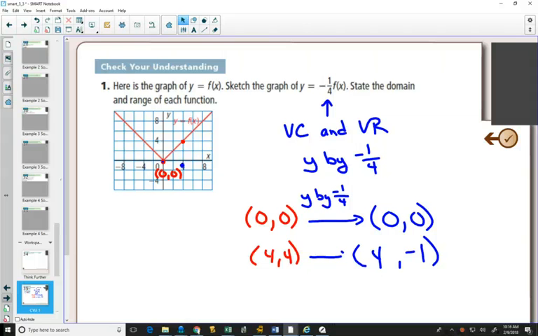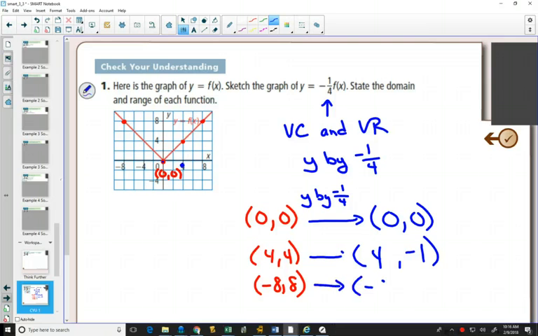If you wanted to do another point, this one would be a nice point, or 1 on this side would be a nice point. If I took (negative 8, 8), where's it going to go? The x value doesn't change, but multiplying by negative 1/4, it's going to become (negative 8, negative 2). This one would go right there. Now that we've got these 3 points, there's our new graph. Can you see that our new graph has a vertical reflection? It's been flipped down, and it's been compressed. It's been squished towards the x-axis.